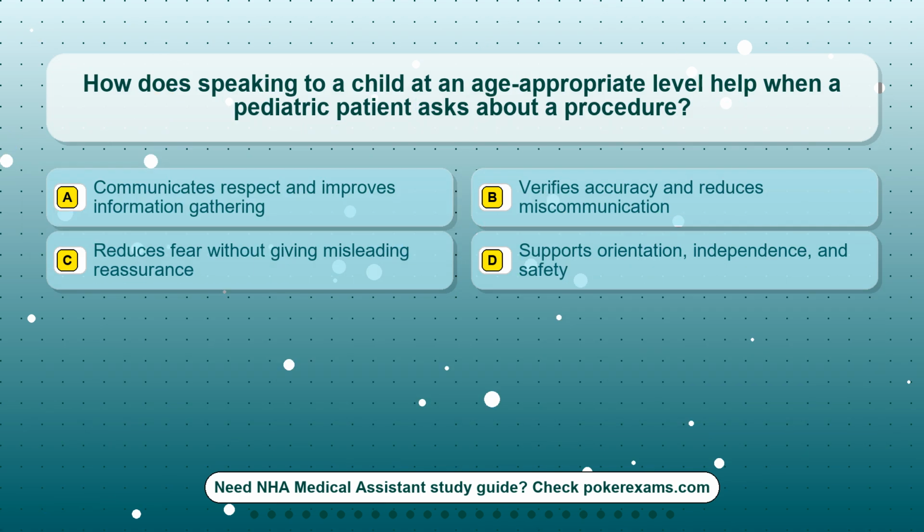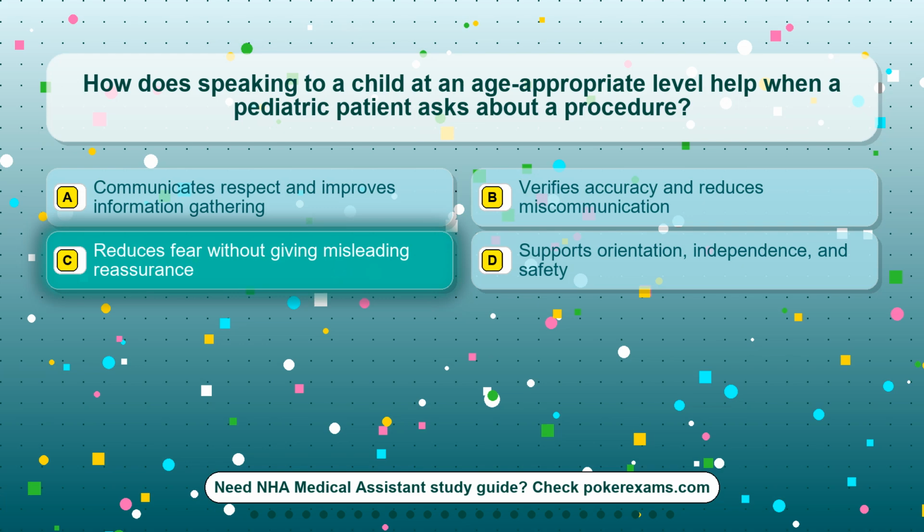Question 15. How does speaking to a child at an age-appropriate level help when a pediatric patient asks about a procedure? Option A. Communicates respect and improves information gathering. Option B. Verifies accuracy and reduces miscommunication. Option C. Reduces fear without giving misleading reassurance. Option D. Supports orientation, independence, and safety.